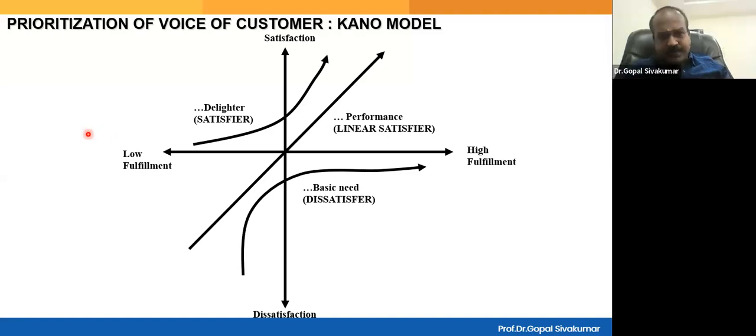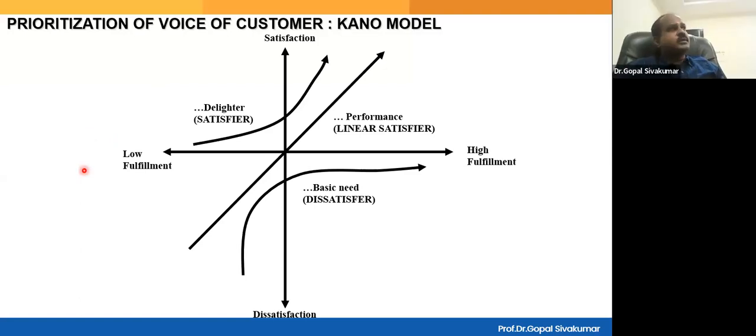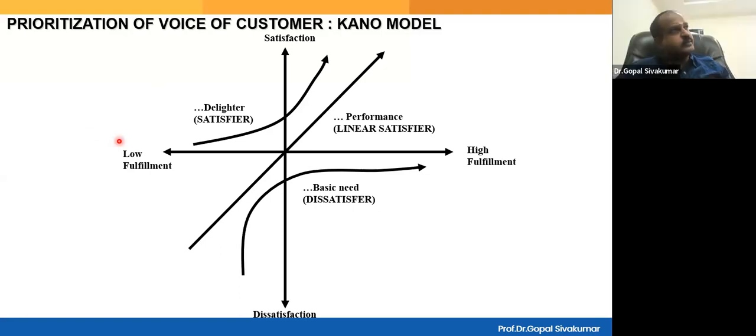All right, shall we proceed to the next tool? Sir, I have one question, sir. It may be silly. No. See, the performance line is there, no? That is the linear satisfier. When it goes above the x-axis and below the x-axis, but the direction of the arrow shows only one direction. Why is it so? Direction, it is linear, not shown.